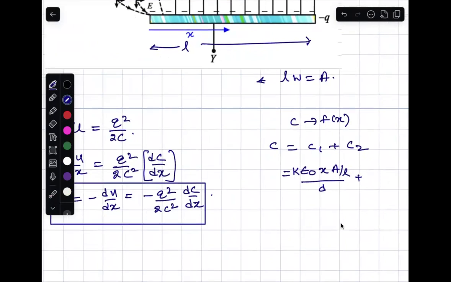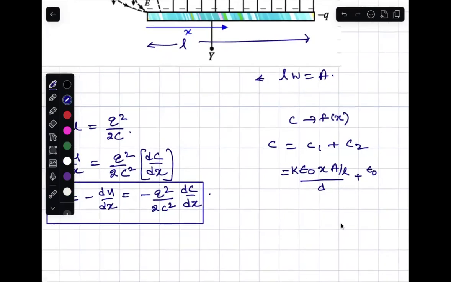Now, please answer my question. Have you followed this stuff? Open to every student here. Have you followed? Second student. Right. Can you help me in writing the remaining part? Epsilon naught. Yes. L minus X, A by L divided by D.